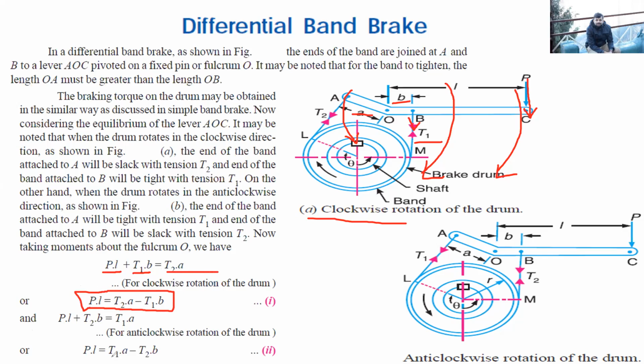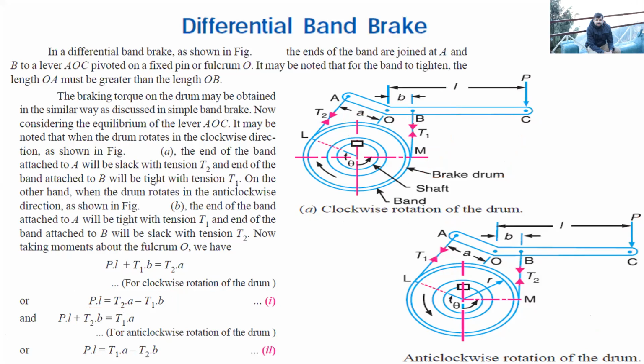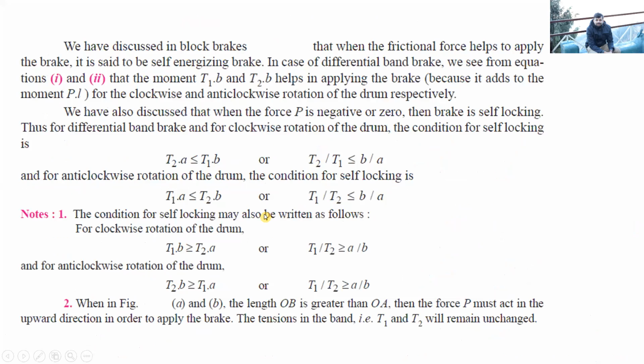And for anti-clockwise direction, again this P is acting downwards. This T2 is also acting downwards. These two will produce clockwise moment, and this T1 will produce anti-clockwise moment. So PL is equal to T1 into A minus T2 into B. So this is how we are going to calculate this.